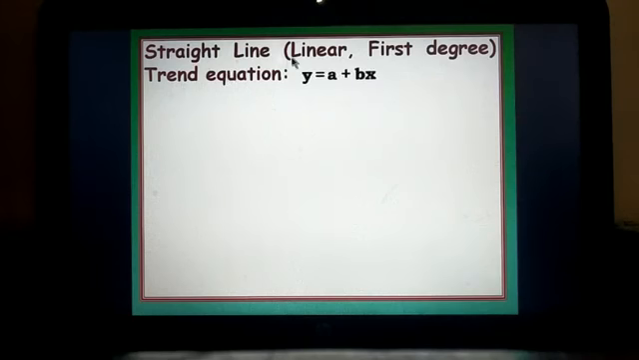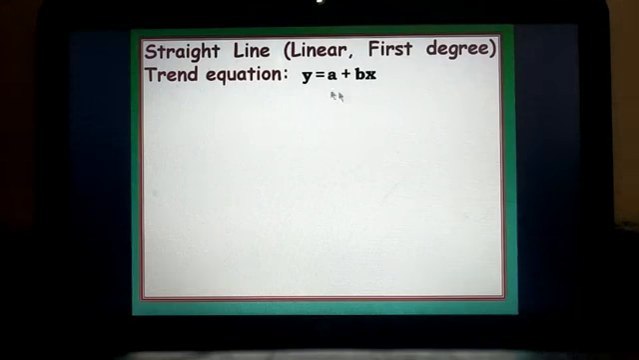So what is the straight line equation? Y is equal to a plus bx. You know already, x is what? X are time points. And what about y? Y are the given values in accordance with those time points x. And what are a and b? A and b are constants to be determined, to be calculated.